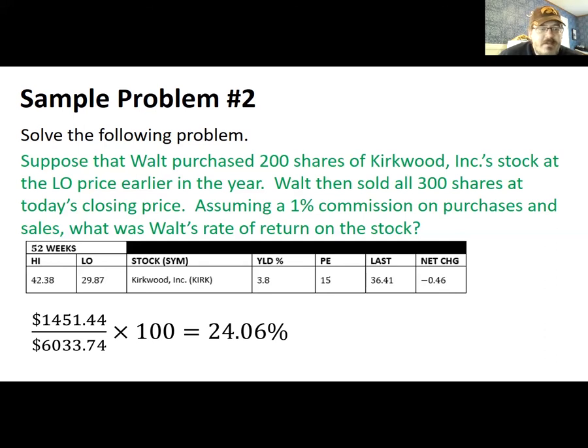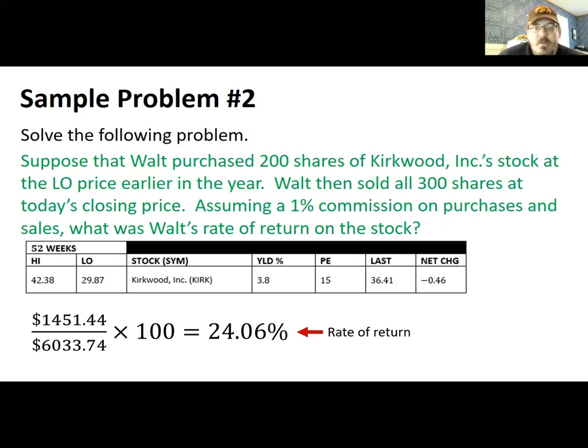Okay. So he spent a little over $6,000 when he first bought the stocks and paid the commission. So if we take how much he earned divided by how much he spent, and then that'll give us a decimal that we can then convert to a percent by multiplying by 100, his rate of return was 24.06%. So he earned 24% on his initial investment, which isn't too bad, I think.